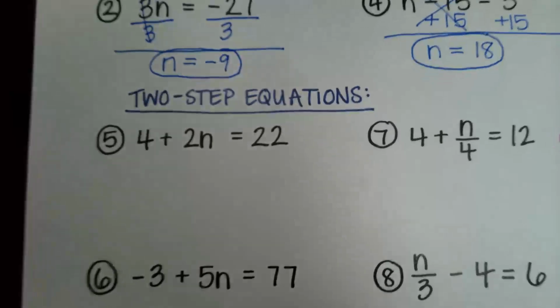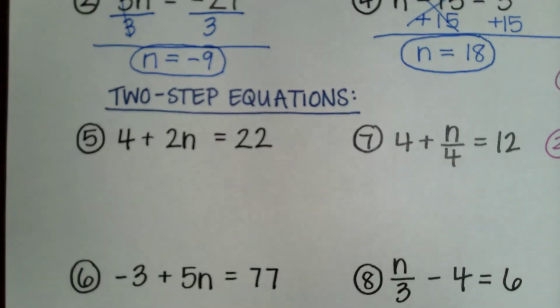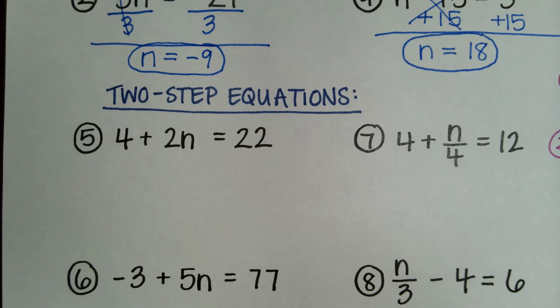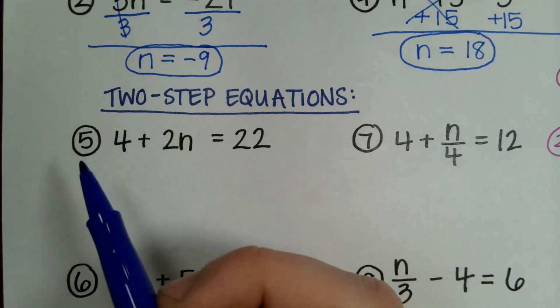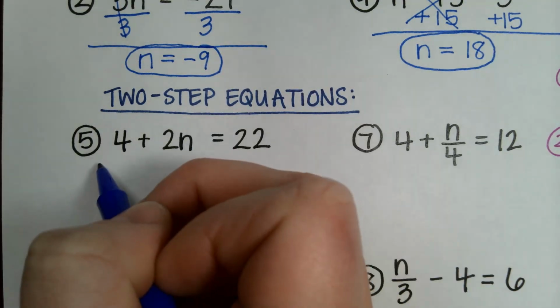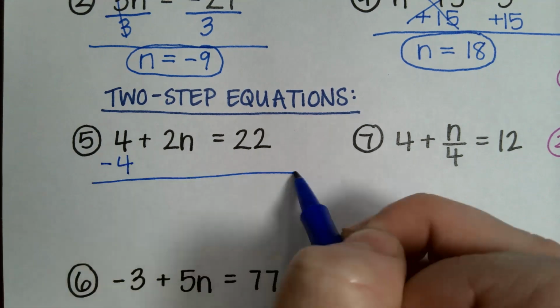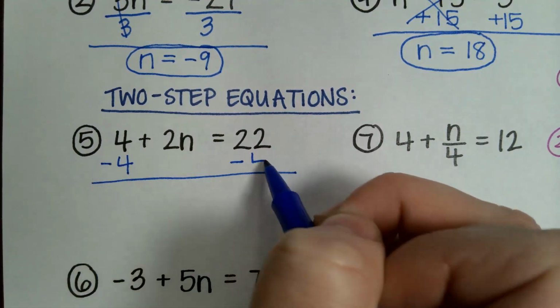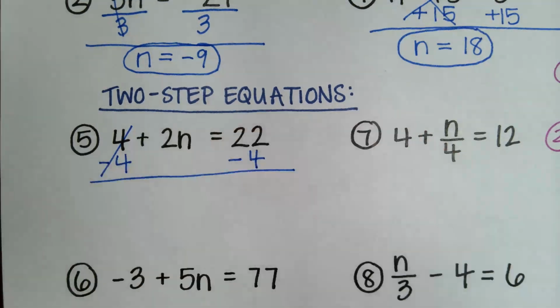All right, number 5. We have 4 plus 2n equals 22. What should I do first? Subtract 4 from both sides. Yes. I have plus 4. We're going to get rid of addition and subtraction first. So to get rid of plus 4, I'm going to subtract 4 from both sides. Okay, what happens next? Yes, my 4's are going to cancel.